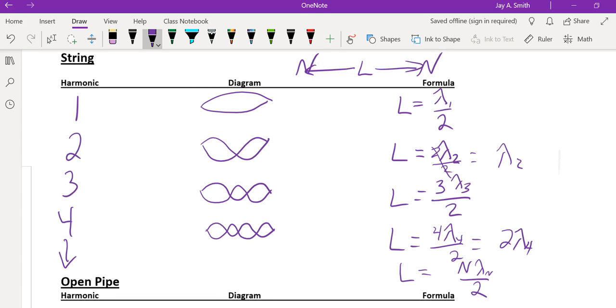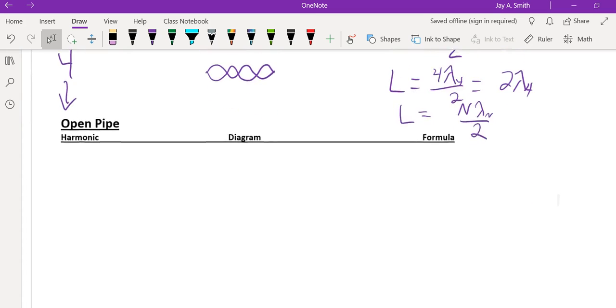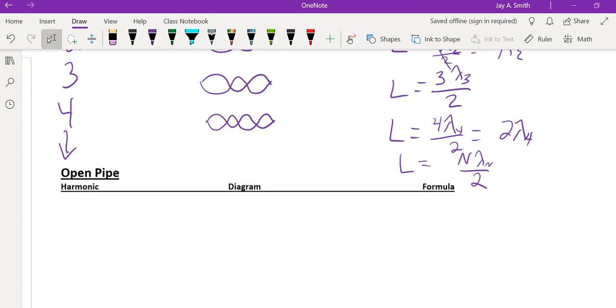Now, let's go to an open pipe. An open pipe is open at both ends. And once again, we're looking at the vibration of the column of air, not the pipe itself. We're not hitting the pipe to make the pipe resonate. We're making the air inside it resonate. And the key for this is it has an antinode at each end. We're going to say it has a length L and it has an antinode at each end.